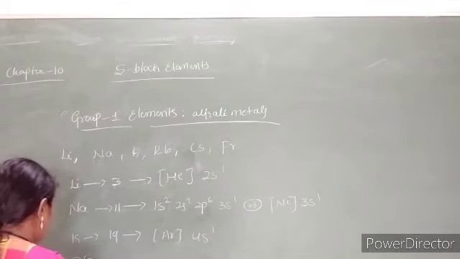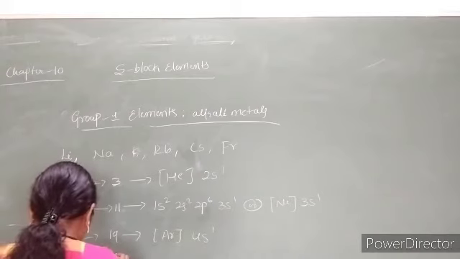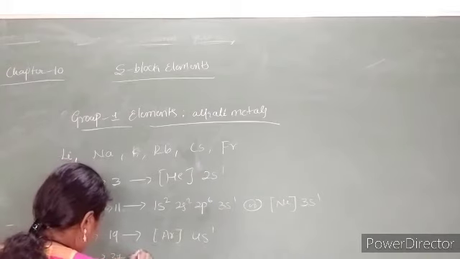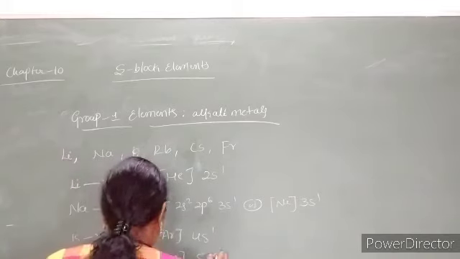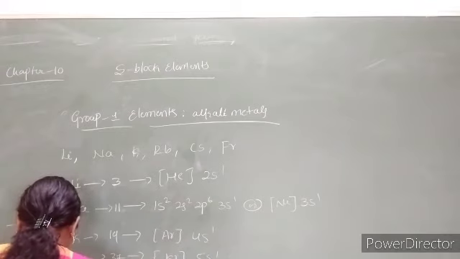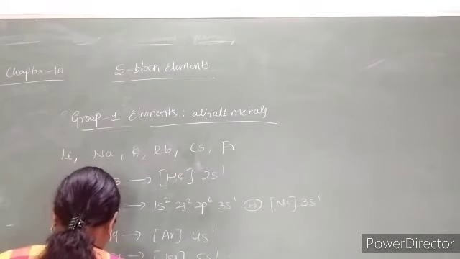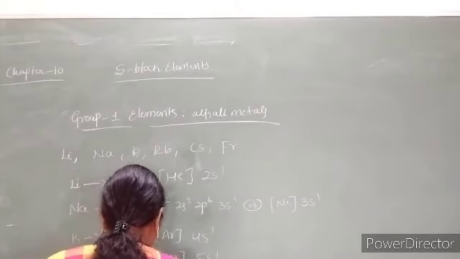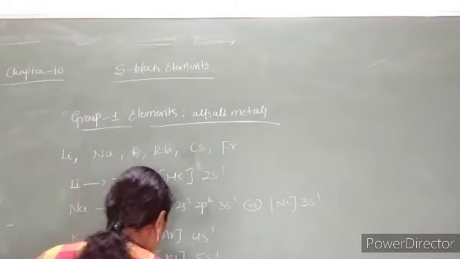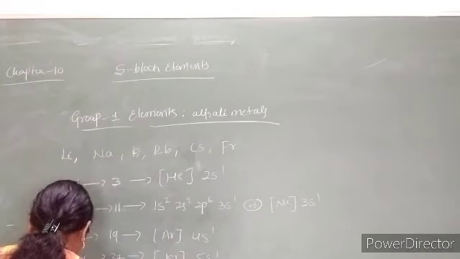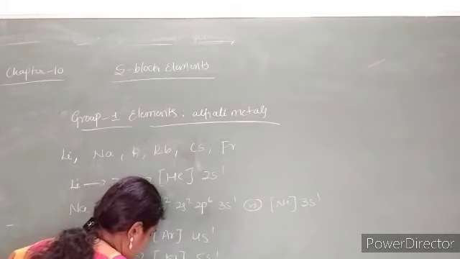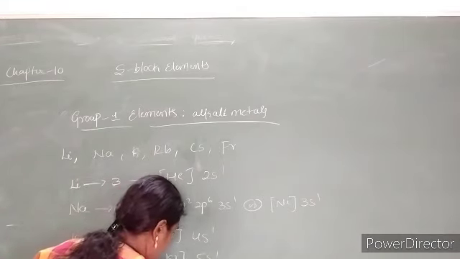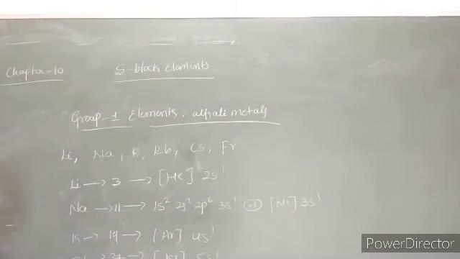Next, rubidium is 37. Krypton has 36 atomic number, so krypton 5s1. Cesium is 55 and xenon has 54, so xenon 6s1. And francium has 87 atomic number and radon is 86, so radon 7s1. So this is the electronic configuration of group 1 metals.